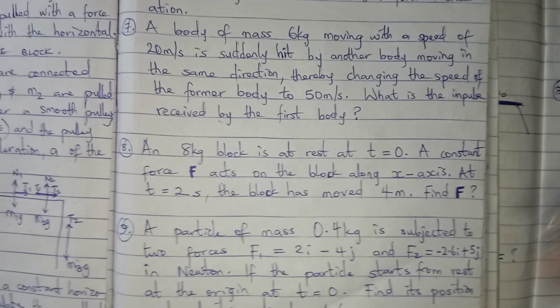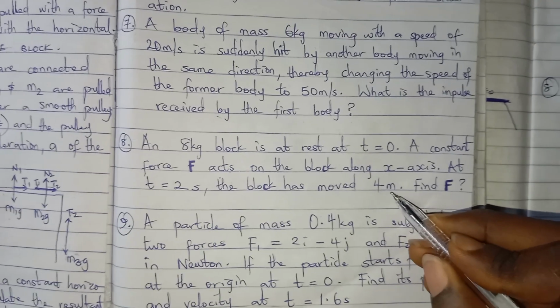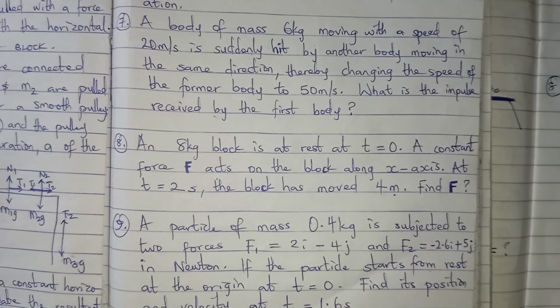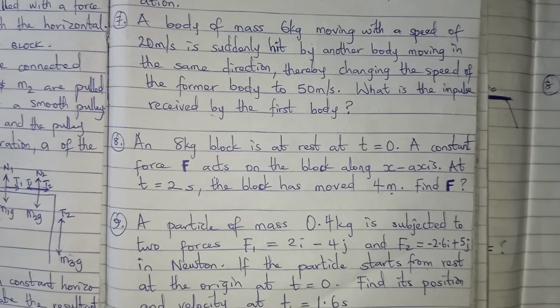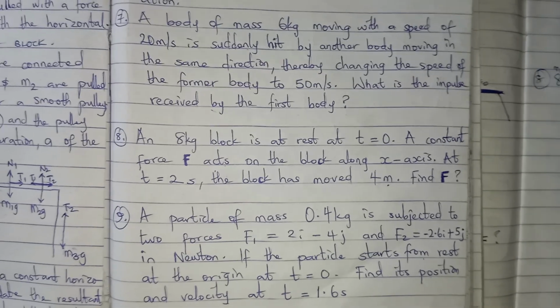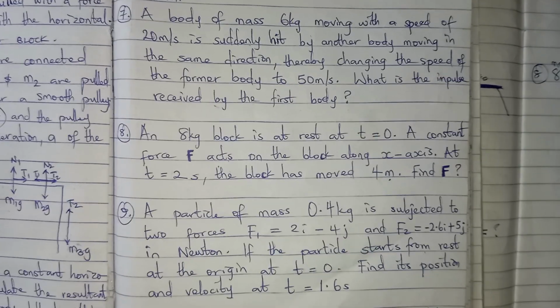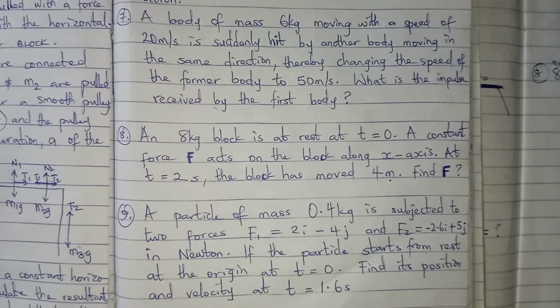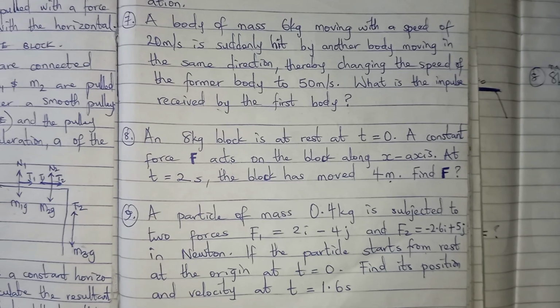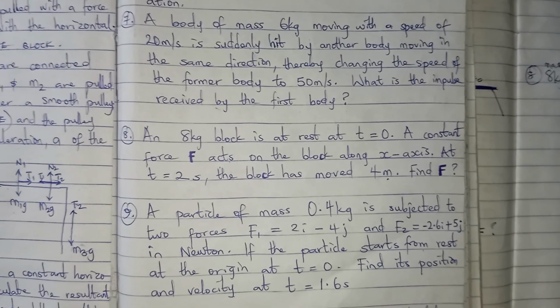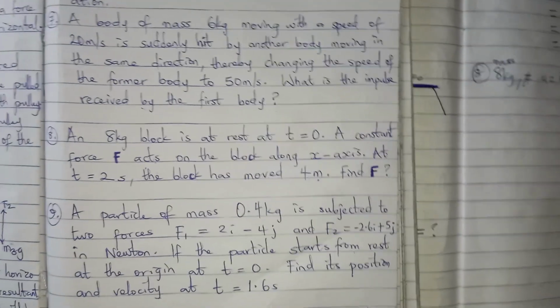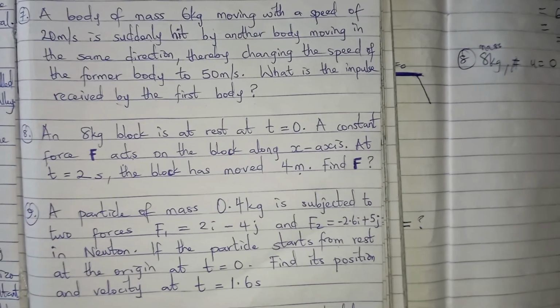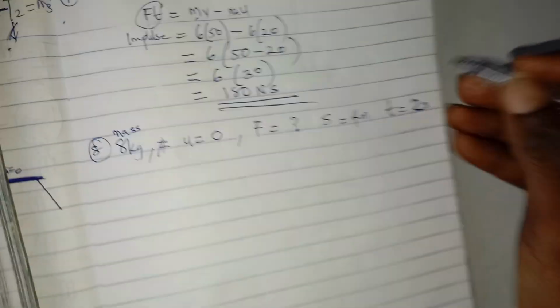So the block moves a distance. Pay attention to when they give you meters. It is distance or displacement, not velocity. So 4 meters, distance or displacement. Distance and displacement are the same thing, just that displacement has direction, distance does not have direction. It simply means position, or should I say change in position. So they're asking us to find F. Look at what, and they gave us time. The only time given to us there is 2 seconds. That's time from the beginning, does not matter.